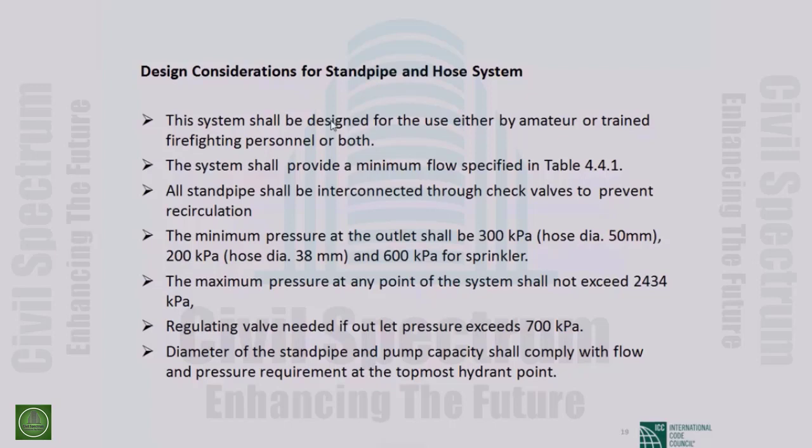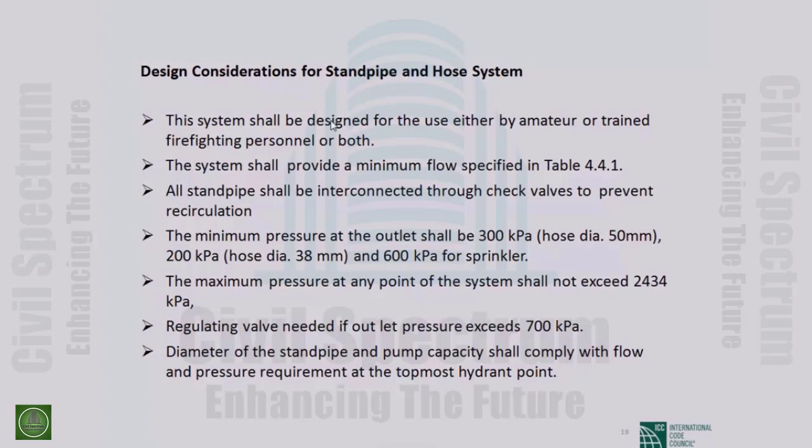Normally, there are three classes of system. One we call class 1 system, that will be handled by the inmate or the firefighter both. There is a class 2 system which is only for the inmate, which is a first aid system, which will be used by the inhabitants of the occupancy, and there is class 3 system, which will be used by the firemen only. So according to your design, it can be used by either trained persons or fireman personnel.